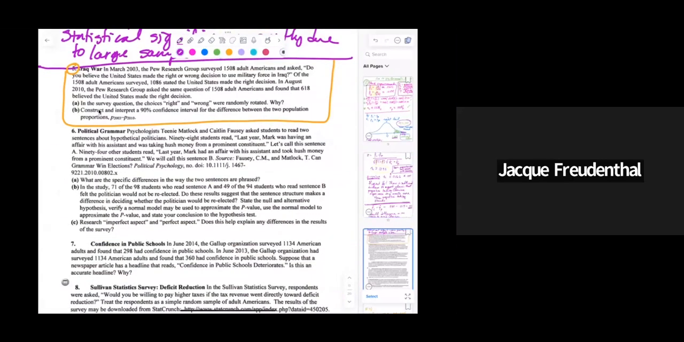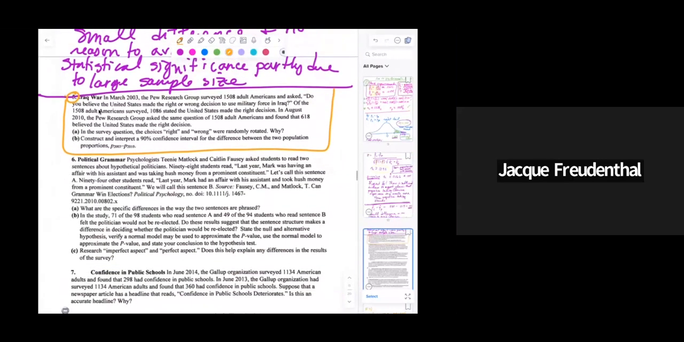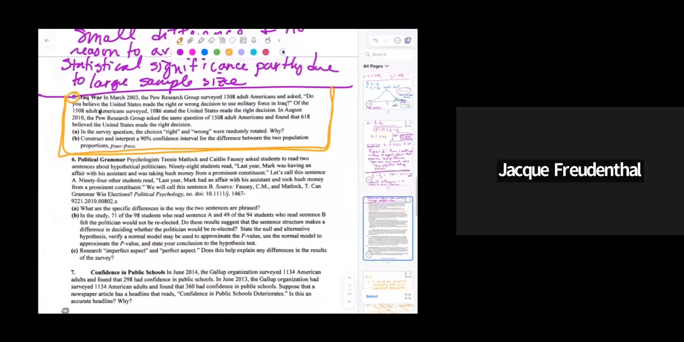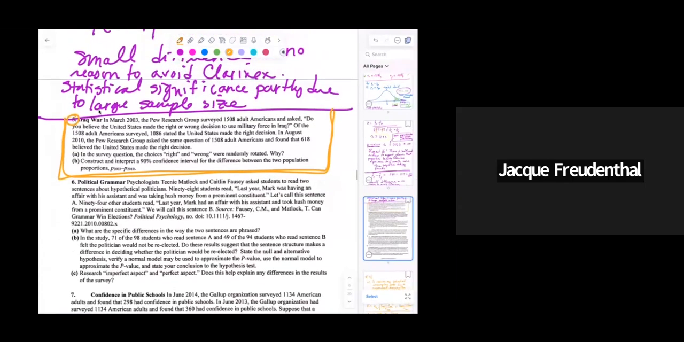Okay, let's move on to number 5. I think we're going to go through number 5 and then I will bring you into the technology. So let's go ahead and go into number 5 and then I'll be able to switch my screens here.